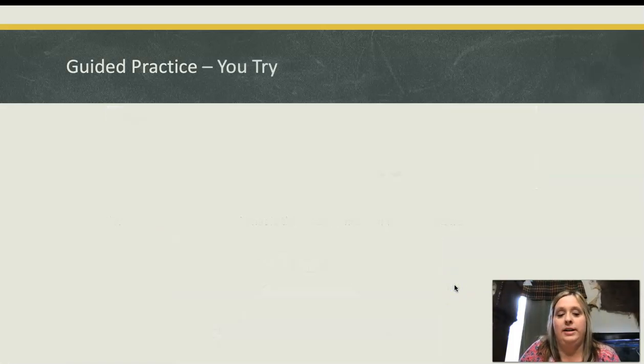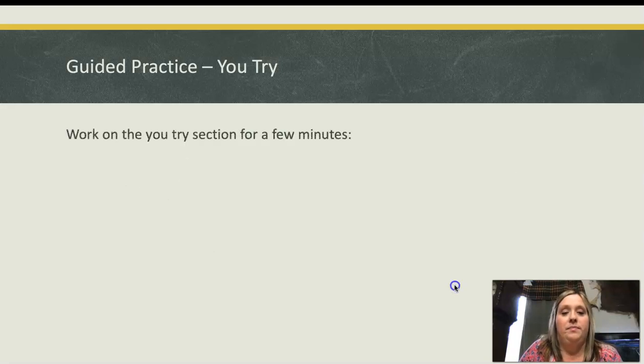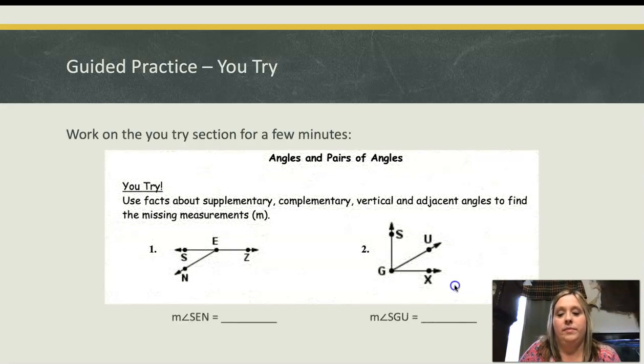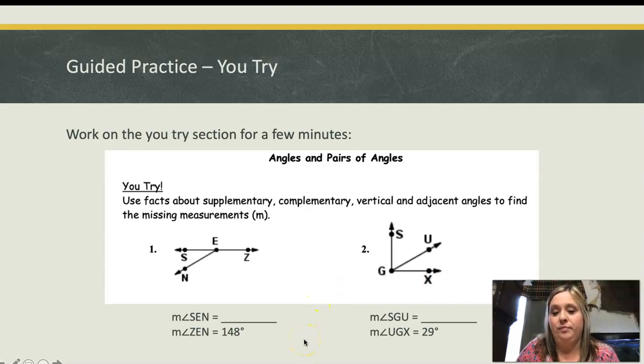So now I'm going to give you guys just a minute here to try some yourself. You should have been probably working through them while we were going over. I'm going to call in some volunteers here. Okay, Johnny, what is the measurement of SEN? So we set up our equation, good job, and we're subtracting 148, right? And it's 32, good job.